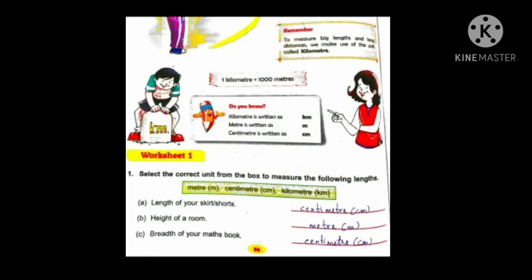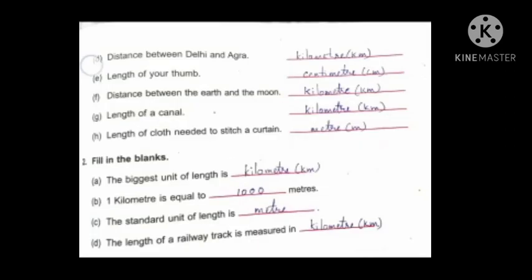First one, length of your skirt or shorts. Which unit will you use? Centimeter, cm. Height of a room. Which unit do you use? Tell me, children. Meter, m. Breadth of your maths book. Centimeter, cm. Next, D1. Distance between Delhi and Agra.